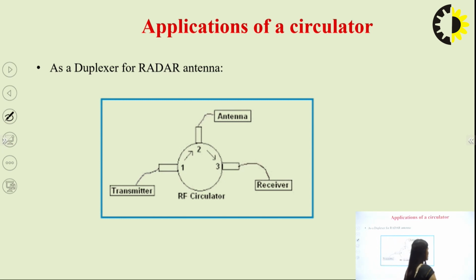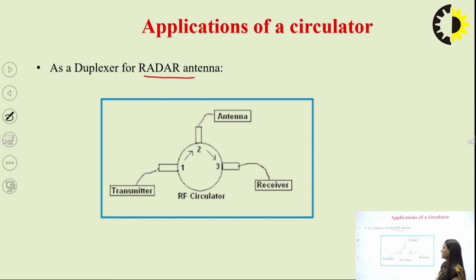So now we will discuss the applications of the circulator. The first application of the circulator is in the radar antenna. See here, we are using a 3-port circulator. At port number 1 the transmitter is connected, at port number 3 the receiver is connected, and at port number 2 the antenna is connected, right?